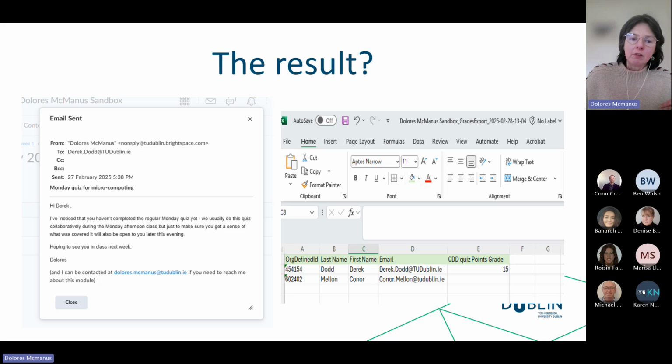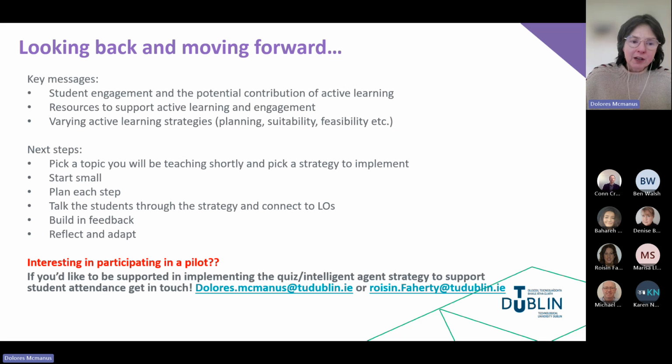And then more practically, you can also get an Excel spreadsheet, which is an export from the Brightspace Grades tool, which will list all of the students who are enrolled on that Brightspace module. And you will be able to see, by virtue of whether they do or don't have a result in the quiz column, whether they were in attendance on that particular day or not. It's not challenging to set up simple quizzes in Brightspace, and it's definitely not challenging to set up the intelligent agent. So it's just something that perhaps you might have a think about. And if you are interested in that, I'd certainly love to hear more from you.